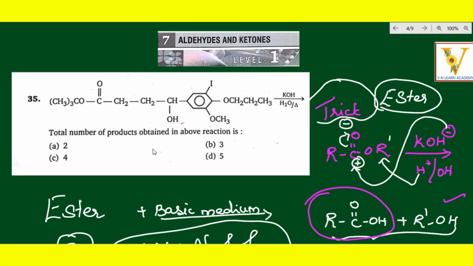Right, now this is actually a very simple trick I would like to give you. Generally, an ester combined with a strong basic medium gives acid plus alcohol. Now, in this trick, how do we identify the ester here? It's a very big compound, right? So here, what do you observe? The alcoholic group is available, and it is stronger in basic medium, so it will not react with the basic medium.